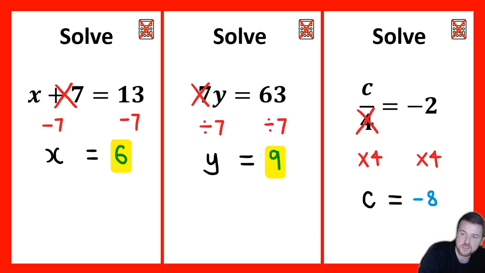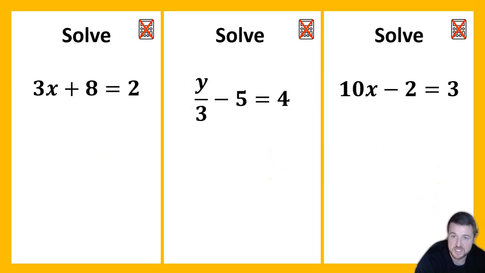You can check your answers by substituting these values back into the original equations to check that they hold true. For example, if I replace x for 6, we can check to see that 6 plus 7 does indeed give me 13, which it does. For the next question, if I replace y with 9, 7 lots of 9 is 63. And for the last question, if I replace c with negative 8, then negative 8 divided by 4 will give me negative 2. On to the intermediate questions with an increase in difficulty.